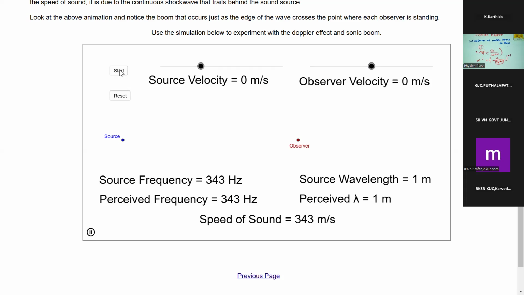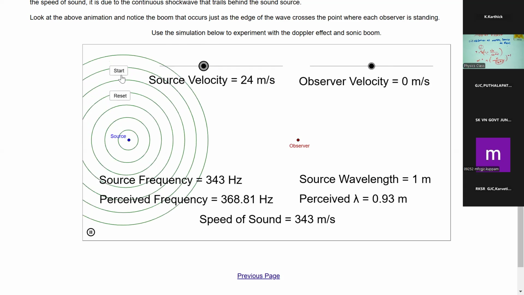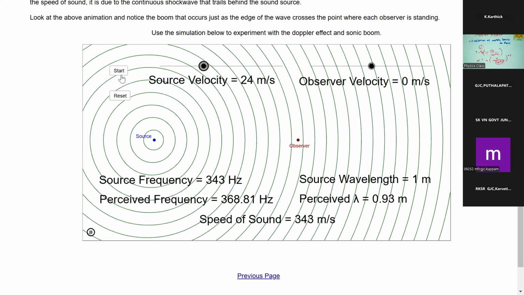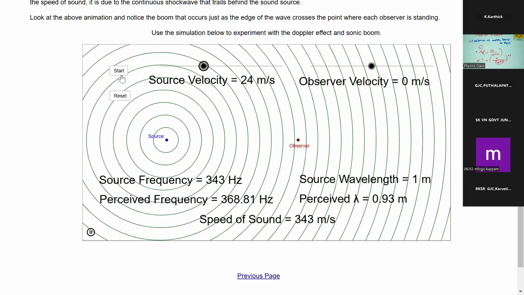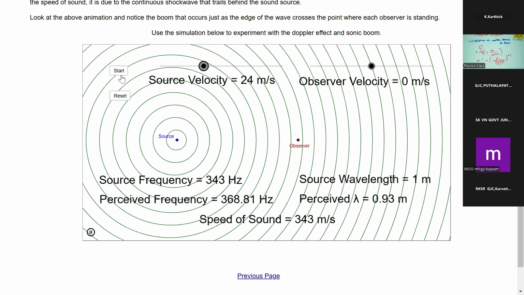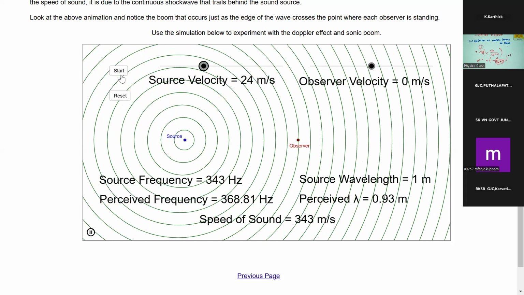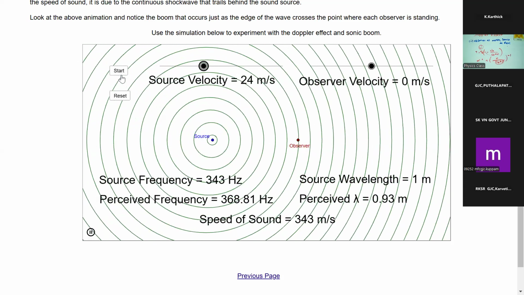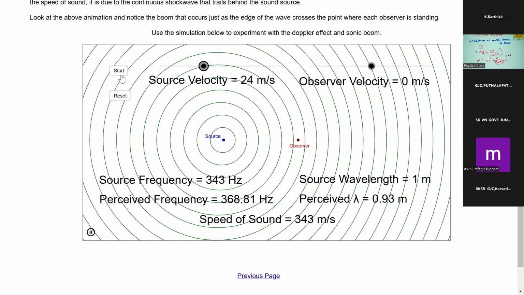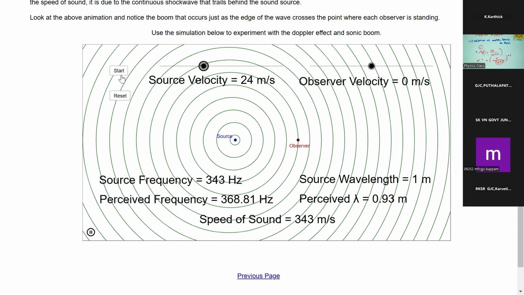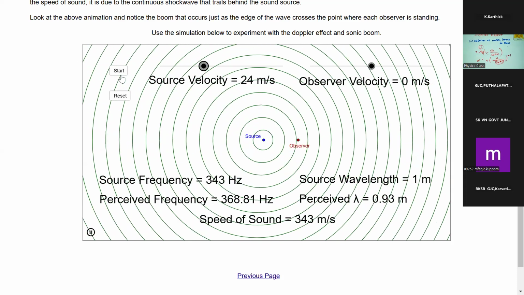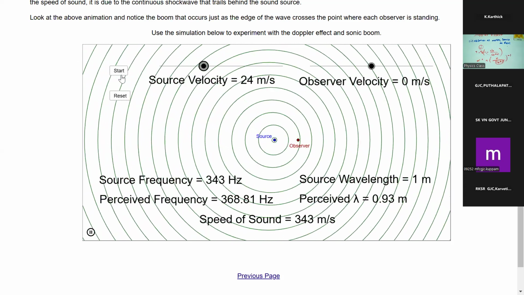Now, second case: source in motion, observer at rest. So the source moves. The source frequency is 343 Hz, but the perceived frequency is 368.81 Hz. The speed of sound does not change, 343 meters per second. The source is moving towards us. You can calculate the perceived frequency, that is the apparent frequency n dash, by our formula. So the source is approaching, and the perceived frequency is 368.81 Hz.